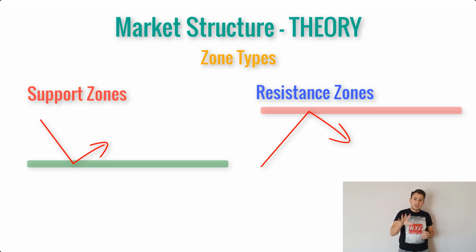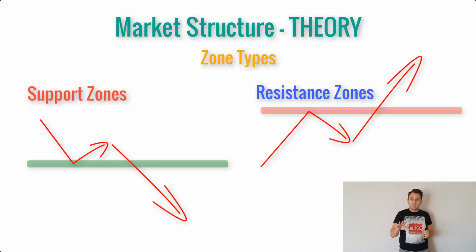Now, any resistance or support zone that is broken switches over and becomes support or resistance respectively. So if we break a resistance zone up, that might come back and become support for us. So you will see that in the examples on the chart. Vice versa, for a support zone, if that's broken down, it becomes resistance because price is coming from underneath it. Now, these support and resistance zones give us a strong indication of potential turning points.